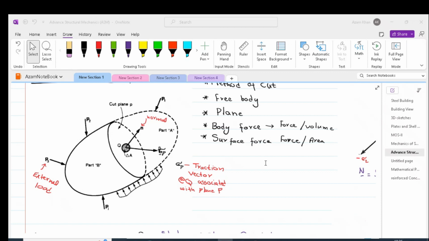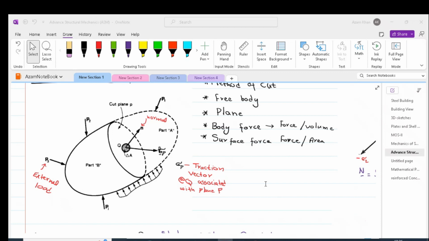The next definition, which is very important, is that of body force. The body force represents force per unit volume. An example of a body force can be the self weight of a body, which acts at a particular point and which can be shown by some force per volume.